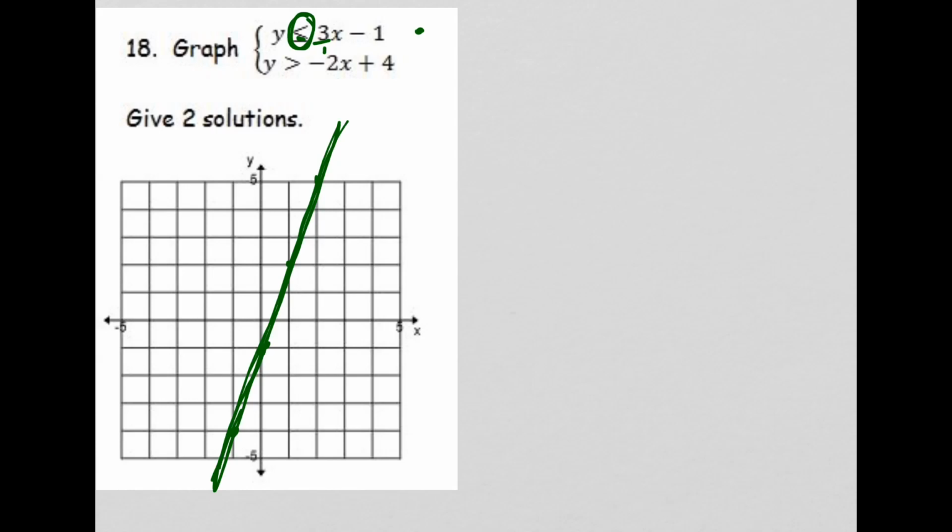Now I have to decide where to shade. Well, that's kind of close to 0, 0. I'm going to pick something a little more obvious. I'm going to pick 10, 10. Oh, what is that? 5, 5. Just kidding. 5, 5. So I'm going to plug in this point 5, 5 into my inequality to see if it makes sense. Question. Is 5 less than or equal to 3 times 5 minus 1?